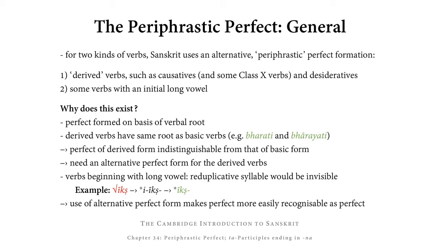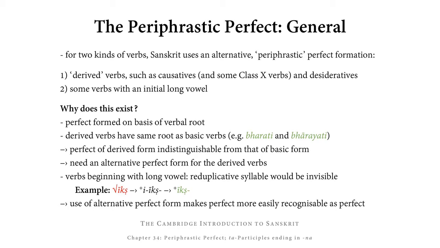And therefore, we need an alternative perfect form for the derived verbs so that we can distinguish between the perfect of he carried, and the perfect of he caused someone to carry, he made someone carry.